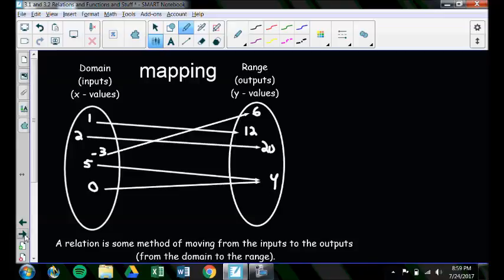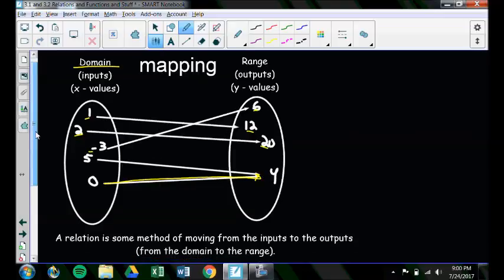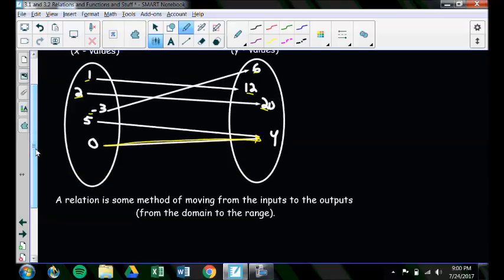There's a mapping to show relations. So here I've got the number 1 going to the number 12, and 2 goes to 20, negative 3 goes up here to 6. This is a mapping. A mapping takes the domain, which means all the inputs, or all the x values, and maps them to the range. Range means all the outputs, or all the y values. Domain is kind of the first set, range is the second set. All the numbers in that first set are called the domain. A relation is some method of moving from the inputs to the outputs, or from the domain to the range.